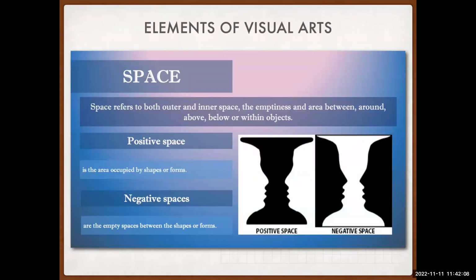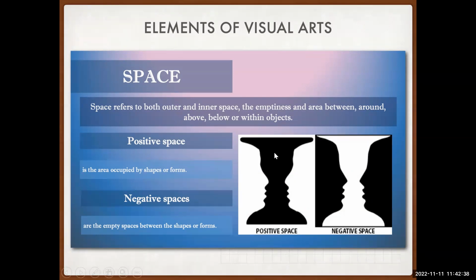When we talk about space, this refers to both outer and inner space. Hence, the emptiness and the area between, around, above, below, or within the objects is what we call space. You have two types of spaces. Positive space, it is the area occupied by shapes or forms. And the negative spaces, wherein there are empty spaces between the shapes or forms, such as this example.